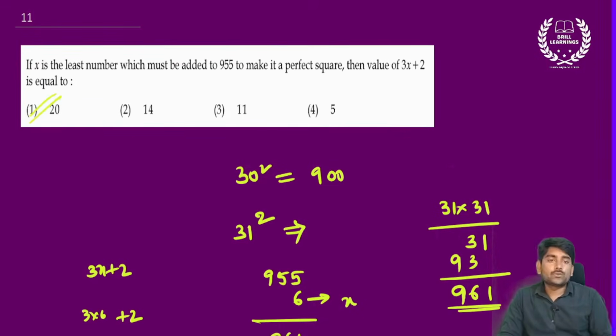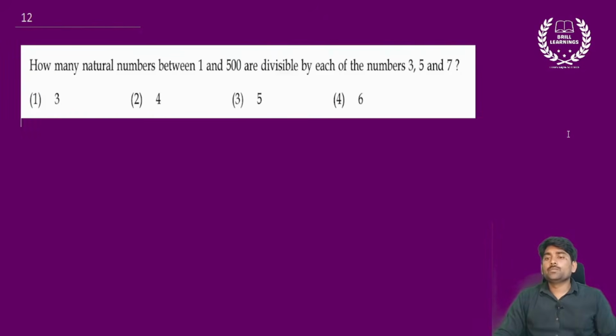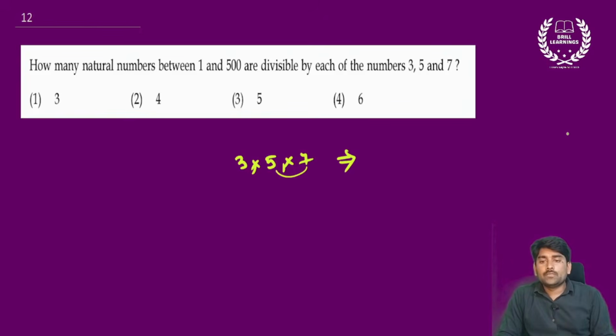Let's move to the next question. How many natural numbers between 1 and 500 are divisible by each of the numbers 5, 3 and 7? First find the LCM of these three numbers: 3, 5 and 7. You can straight away multiply these values to get the LCM because these numbers are prime numbers and they have no common factors among them. That is why 7 5s are 35, 35 3s are 105. 105 is the LCM here.